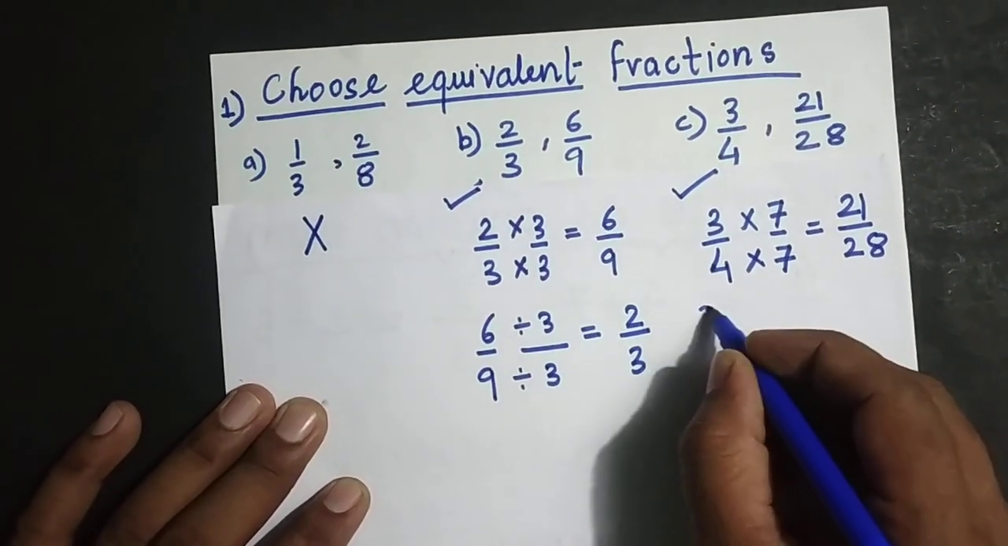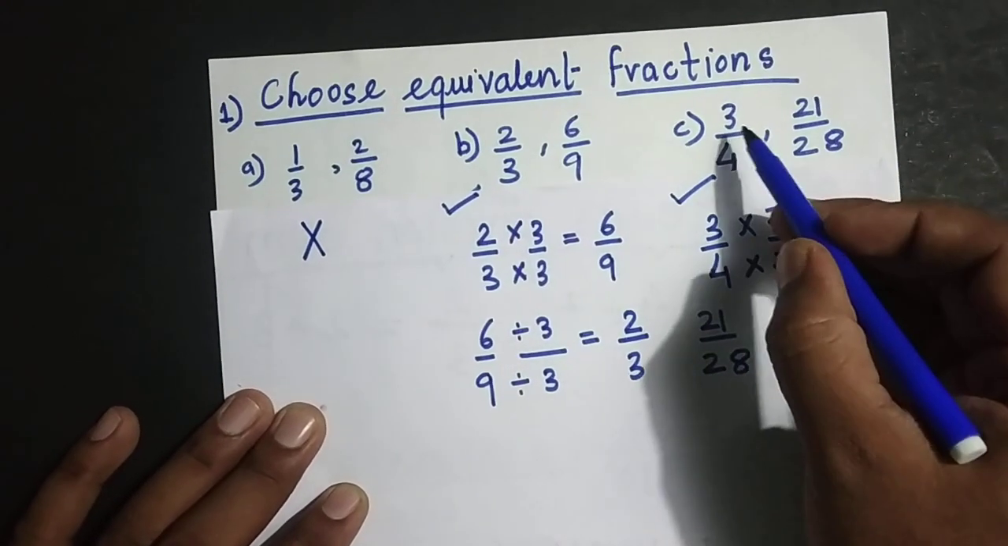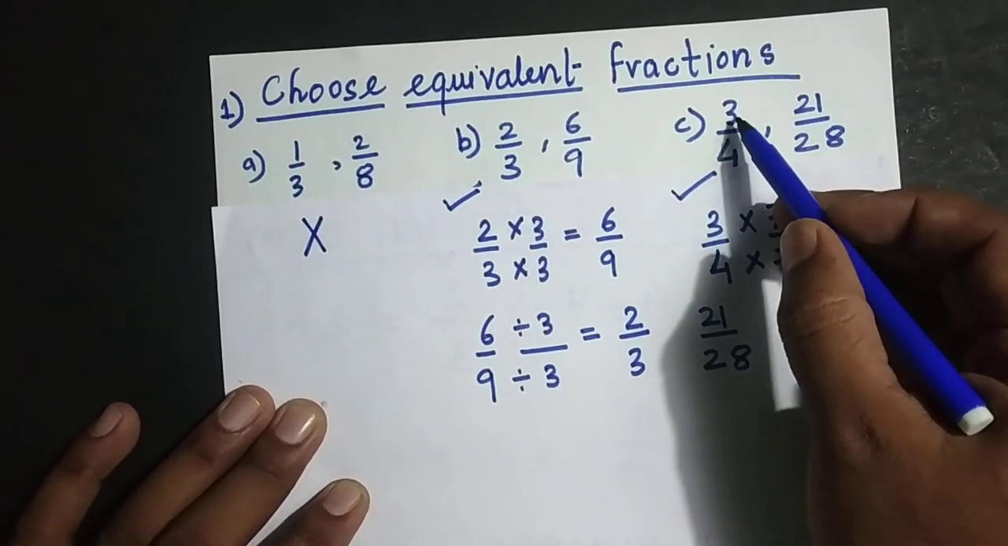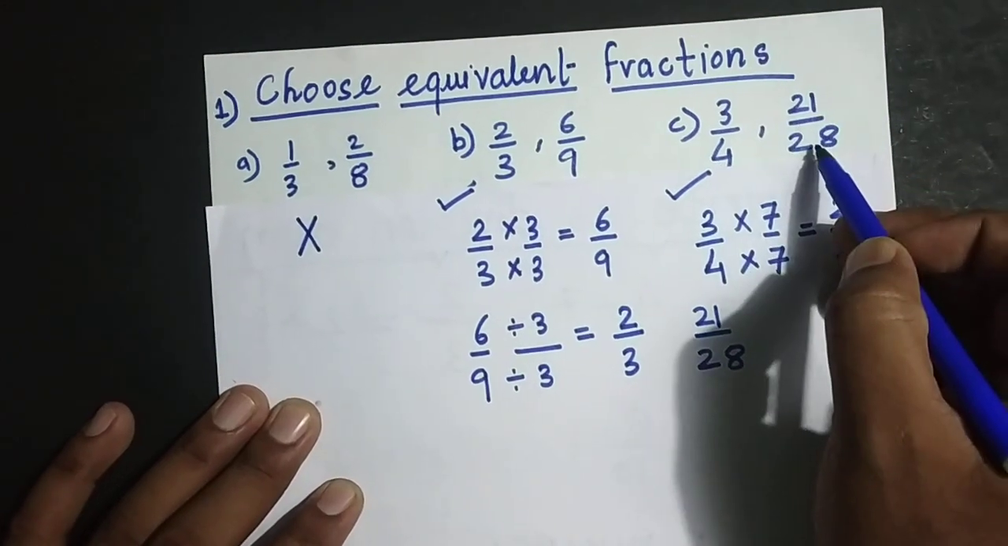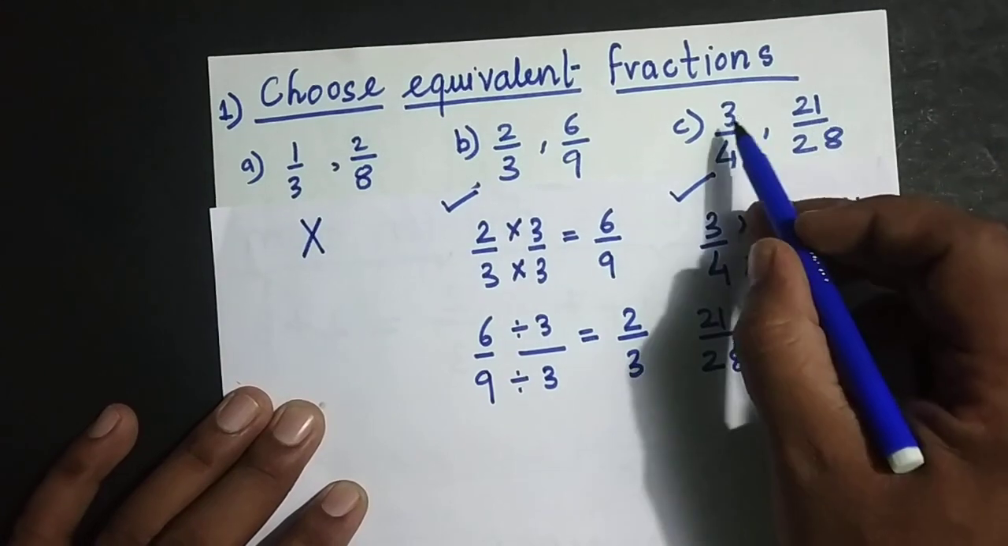By the division method, how can we solve it? Either we can make 3 by 4 equivalent to 21 by 28, or we can make 21 by 28 equivalent to 3 by 4.